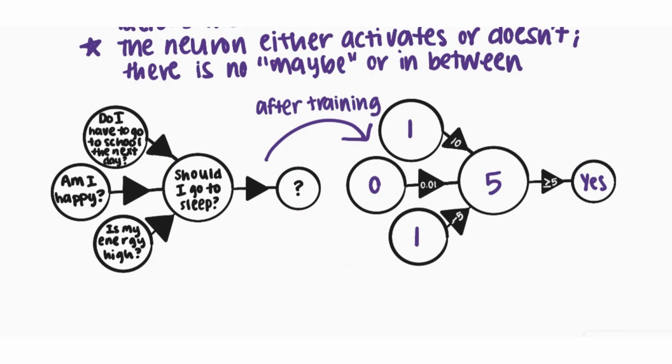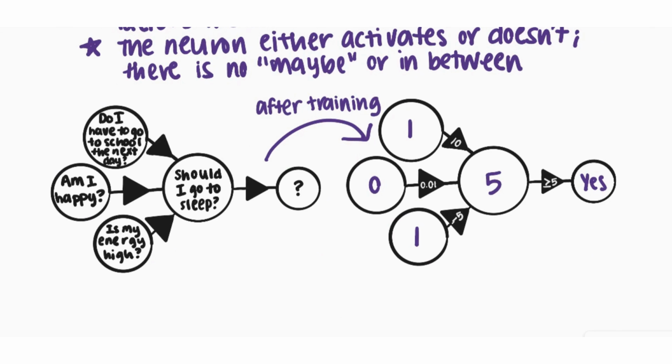So on the right here, we have the trained example of the network that is described on the left. So first, let's look at the setup of the nodes. So here we see we have 3 different neurons. They ask the questions, do I have to go to school the next day? Am I happy and is my energy high? And they all contribute to our neuron, which asks the question, should I go to sleep? And that's what this network is trying to answer.